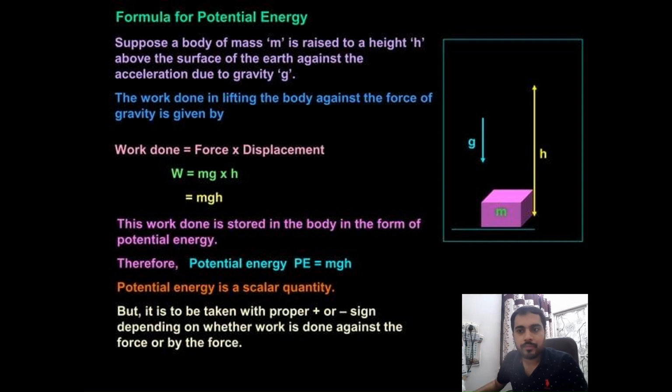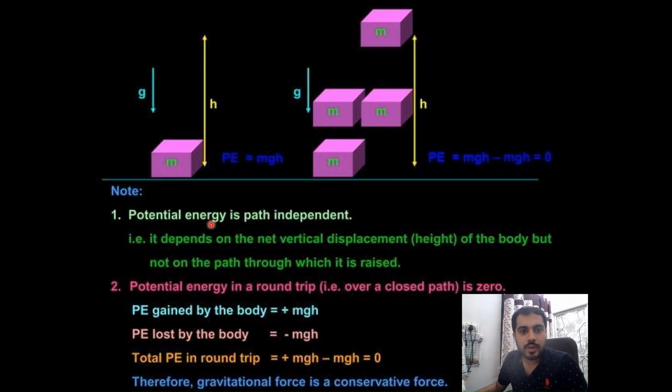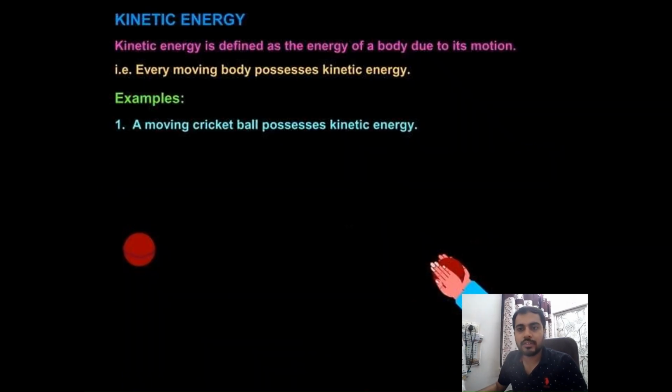Now here some more nomenclature of potential energy is given. Potential energy is mgh. When it's a positive potential energy, it's called positive mgh. When potential energy is lost by the body, it's called negative mgh, and total potential energy will be zero. So gravitational force is a conservative force, we can say that.